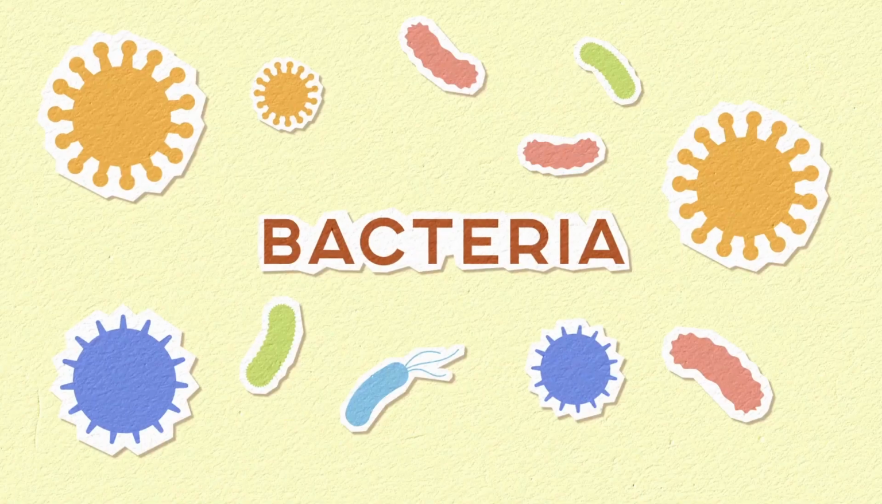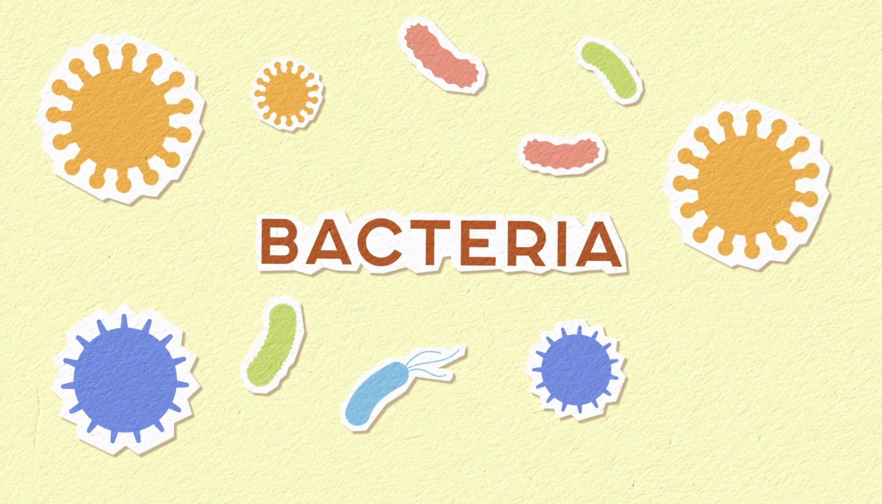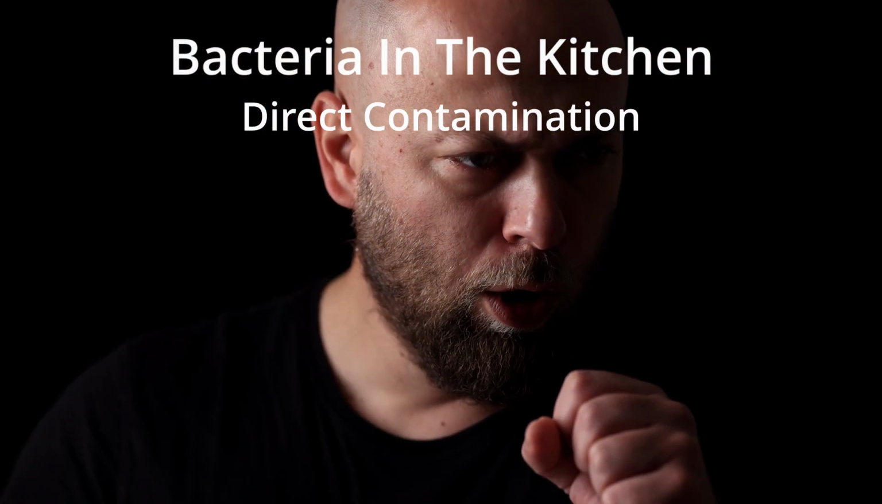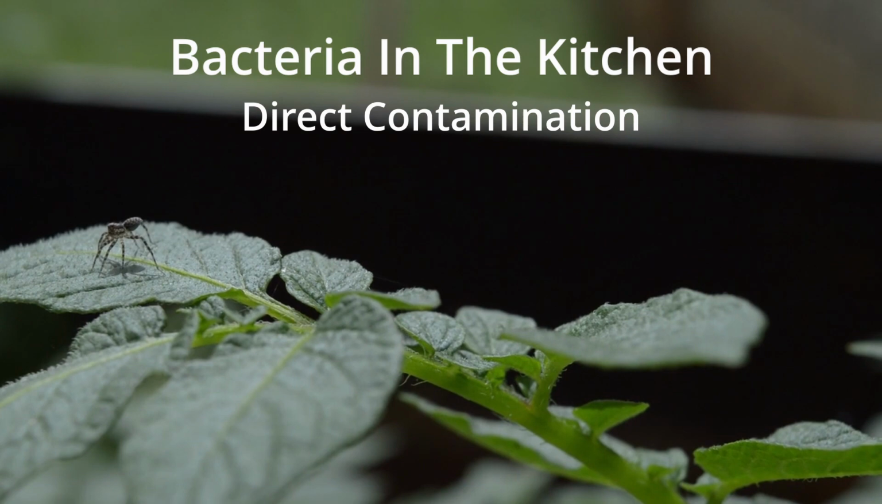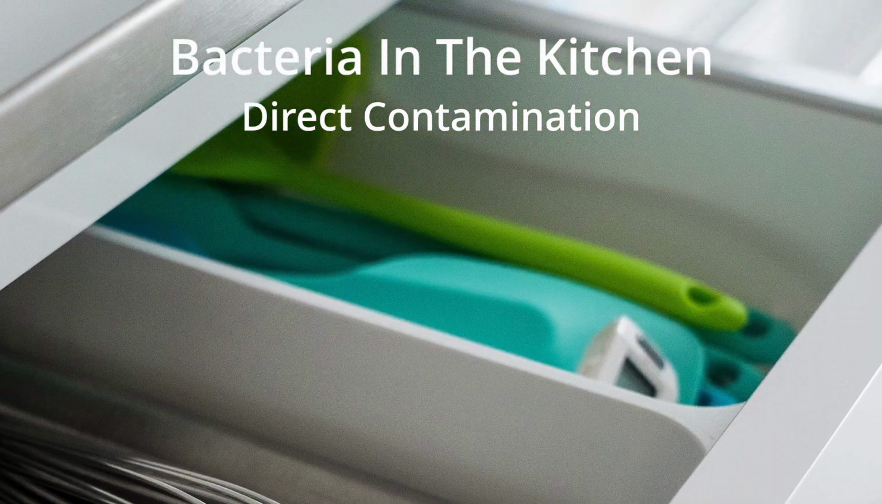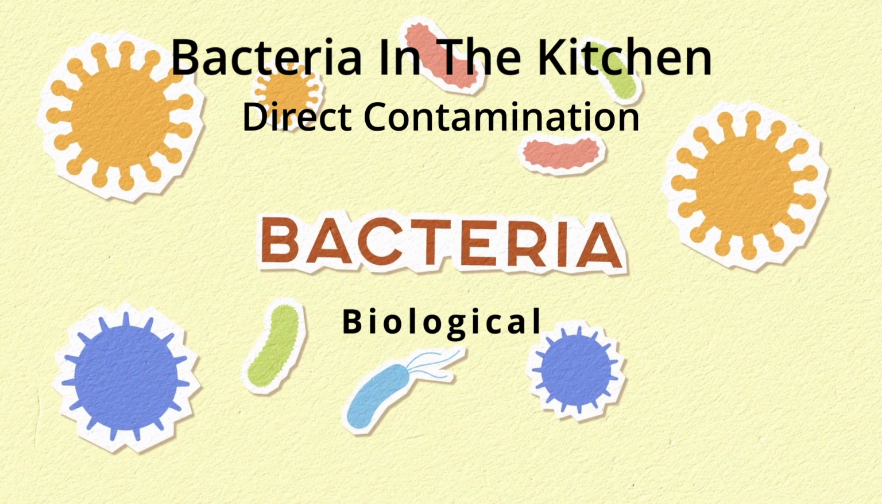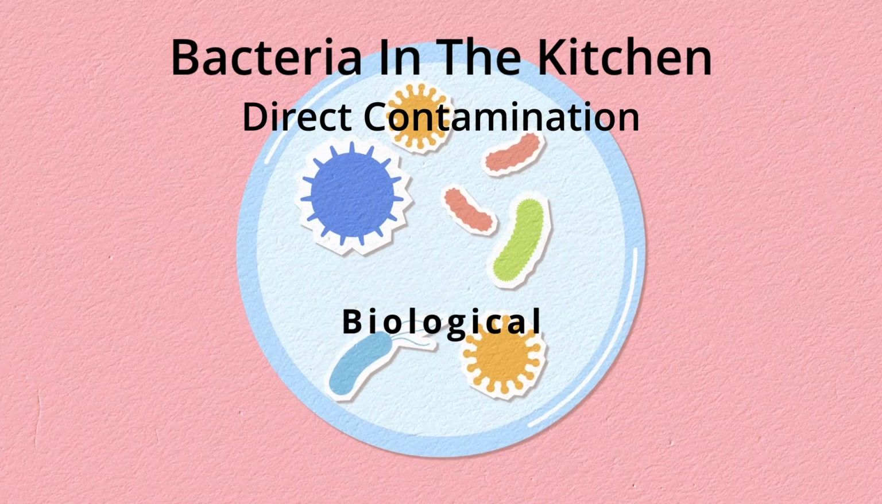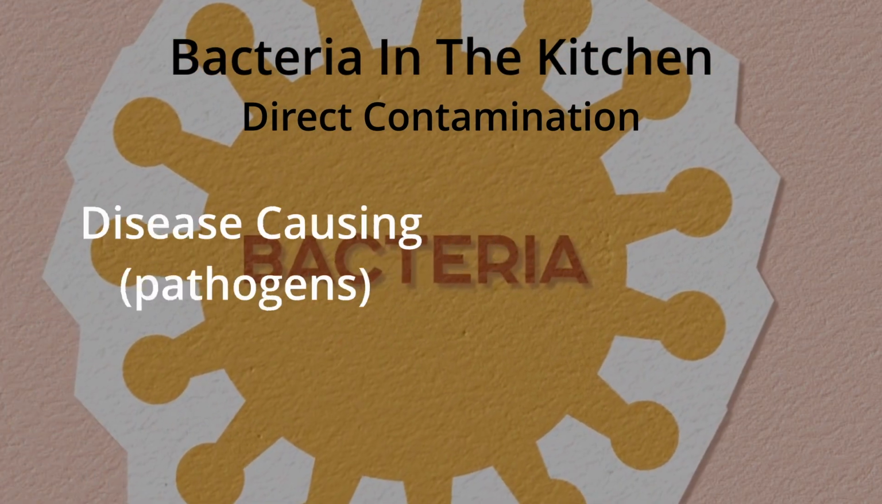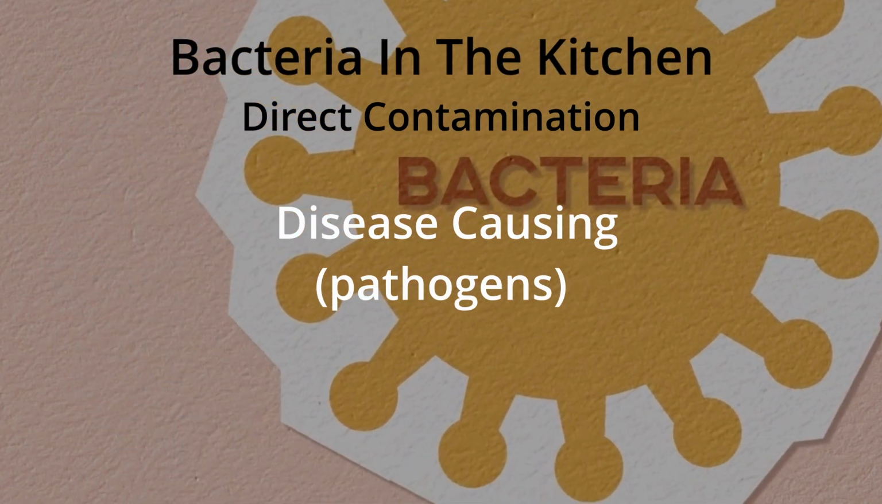Bacteria in the kitchen can come by way of direct contamination, which is passed via hands, coughing, sneezing, air, water, insects, rats, mice, other foods, equipment, and utensils. Bacteria is a biological contamination. There are 4 kinds of bacteria. They include harmless, beneficial, undesirable, and disease-causing bacteria, which are known as pathogens.